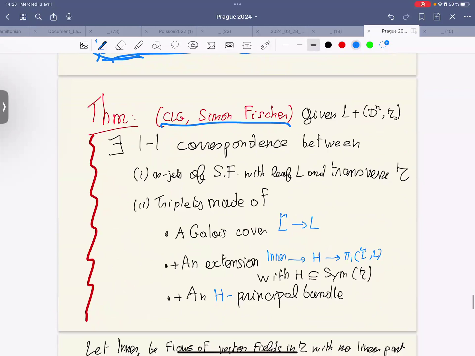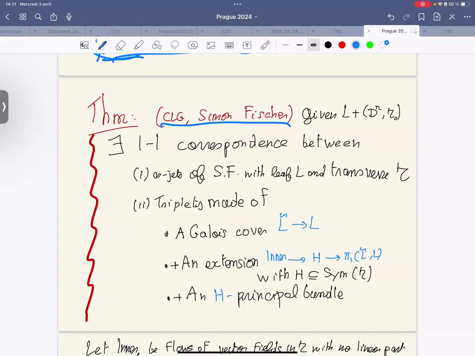And what we were able to show with Simon Raphael Fischer is that there is a one-to-one correspondence. Well, the theorem seems very abstract. I will not spend a lot of time on it. I will directly jump to two particular cases. Somehow, we were able to get a reasonably easy notion of infinite jets of singular foliation with a given leaf and a given transversal. It's the same thing as Galois covers of triplets made like this.